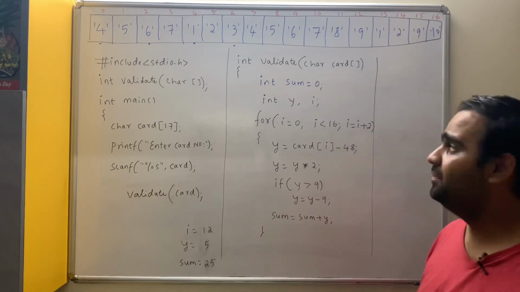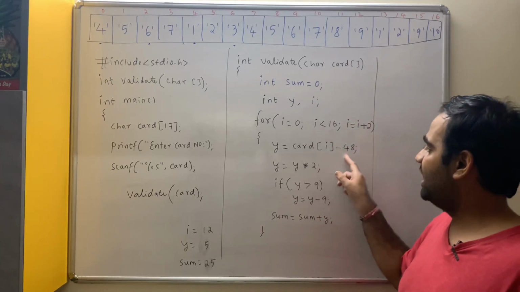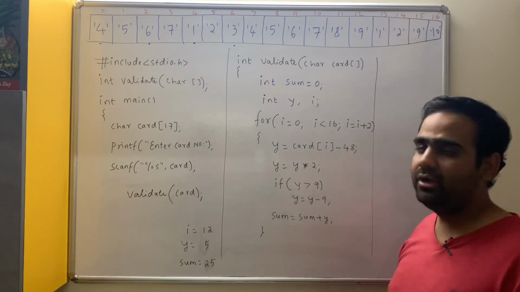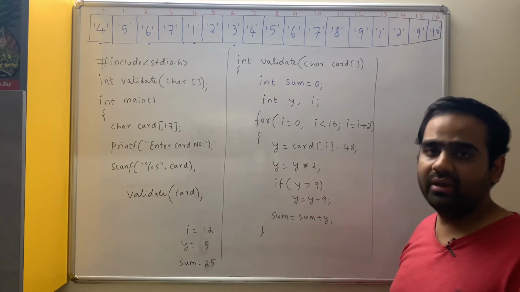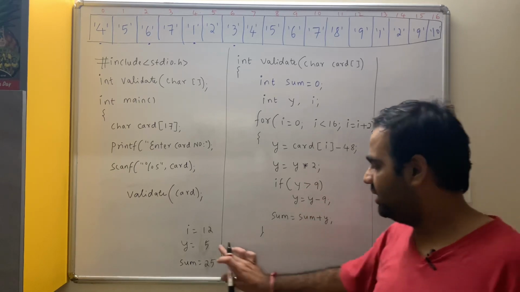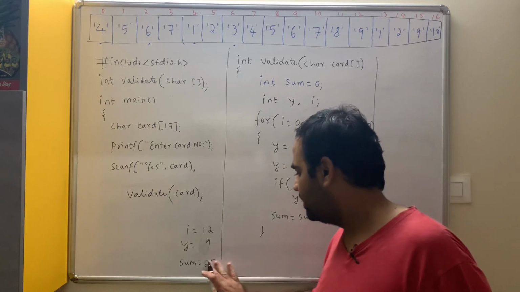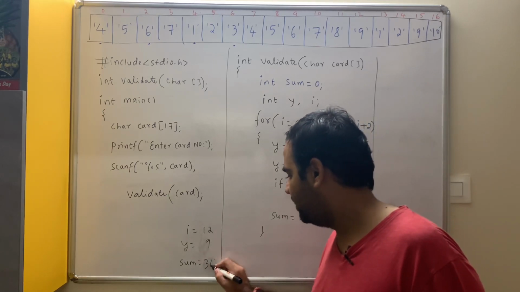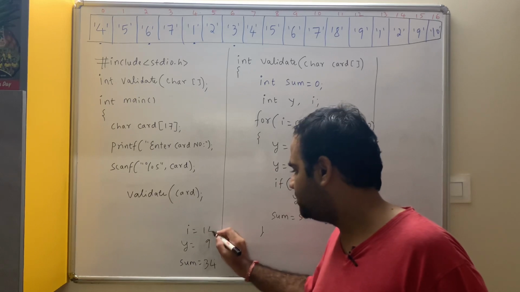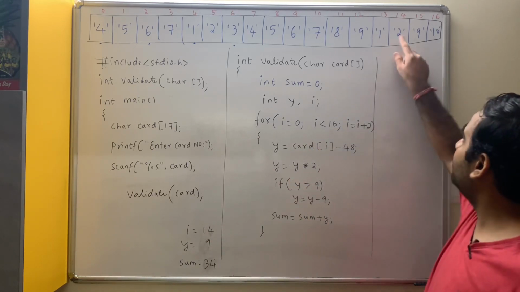I becomes 12. Card of 12 is 9. 9 minus 48 is 9. 9 into 2 is 18. 18 greater than 9. Yes. Now 18 minus 9 is 9. Y becomes 9. 25 plus 9 is 34. I is equal to I plus 2. I becomes 14. Now card of 14 is 2.